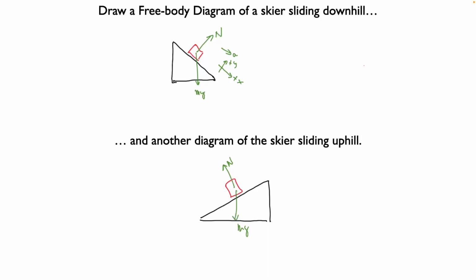What's happening to the speed of the skier as they go uphill? It's slowing down, right? So they're moving up the slope, but their speed is getting slower and slower. So that means the acceleration must be pointed down, opposite the direction of the velocity. So I know that my acceleration is down the slope, just like it was when the skier was sliding down the hill. And I'm going to put my positive x down the slope and my positive y perpendicular to it.